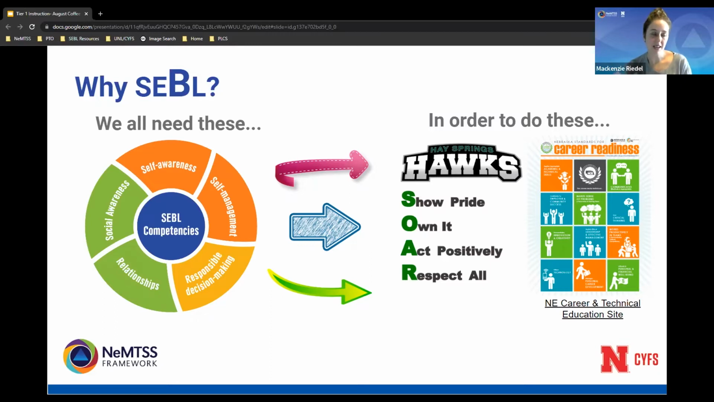And on the right side of the screen, you'll see we included a PBIS behavior acronym. This school has SOAR, but we also included that career readiness image because we know that those social skills are things that, yes, our littles and our elementary kids need to know and need to practice, but we also want to teach that in the higher levels too, because our employers, after the students leave the public school system, really need those skills to have successful employees.